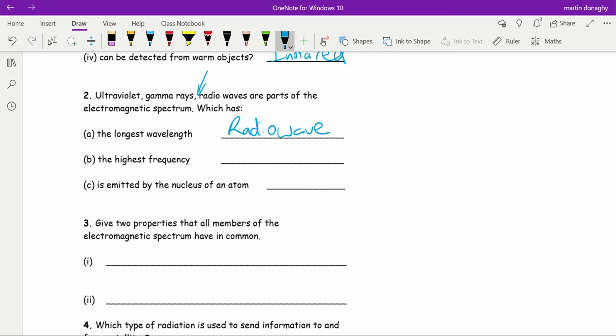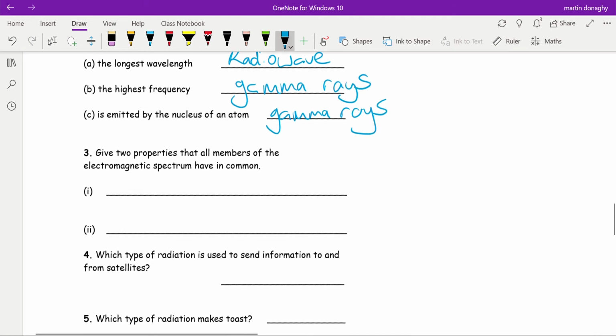Gamma rays are emitted by the nucleus of an atom, so therefore they have a very, very short wavelength, which means also they have the highest frequency as well. Give two properties that all members of the electromagnetic spectrum have in common.